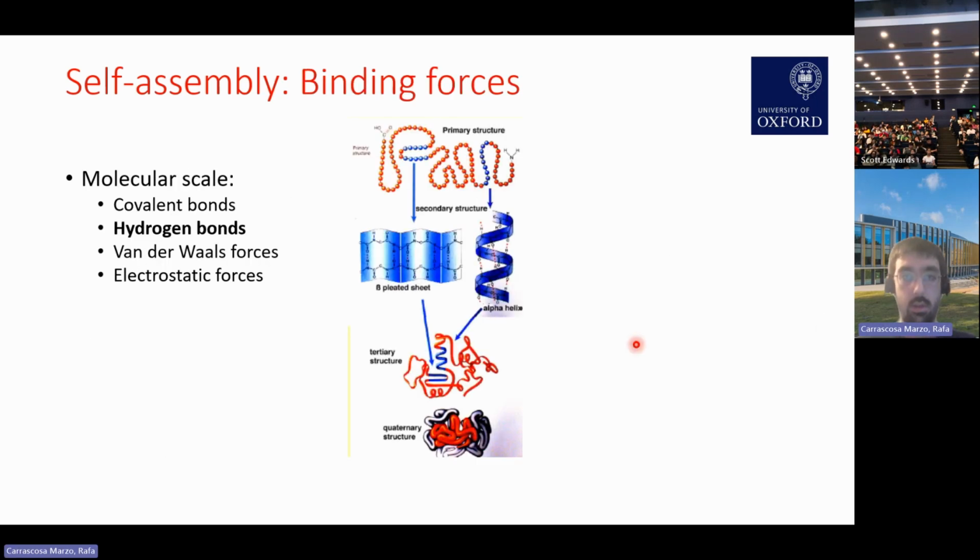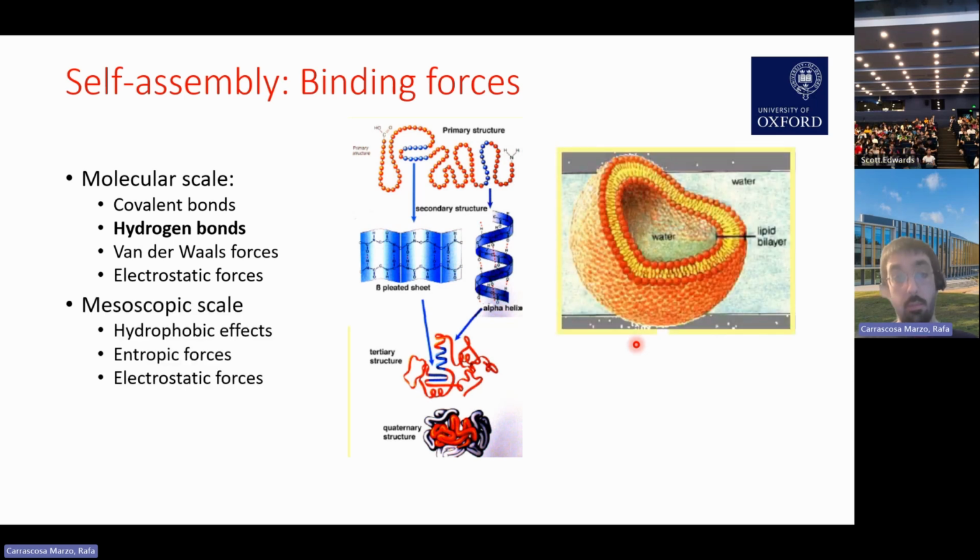So as I mentioned about the binding forces, there are many different types of forces in nature, as I'm sure you are all aware of. Covalent bonds, van der Waals forces, electrostatic forces at the molecular scale, but we're interested in hydrogen bonds, also at this molecular scale.